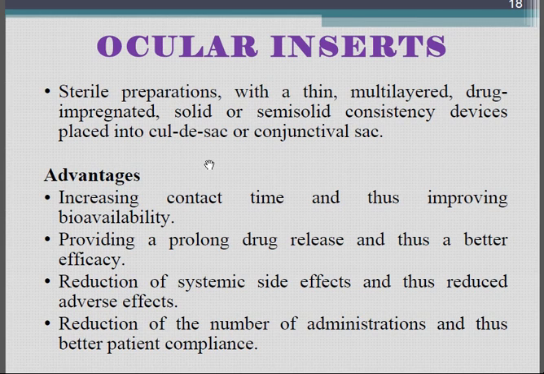One of the main questions is ocular inserts. They will ask you to give an example of an ocular insert, or write a note on ocular inserts. It is a sterile preparation, a thin multilayered, drug-impregnated solid or semi-solid consistency device placed into the cul-de-sac or conjunctival sac cavity. What are the advantages? It increases the contact time, and thereby we get good bioavailability, providing prolonged action. Reduction of systemic side effects and adverse effects, and reduction of the frequency of administration.